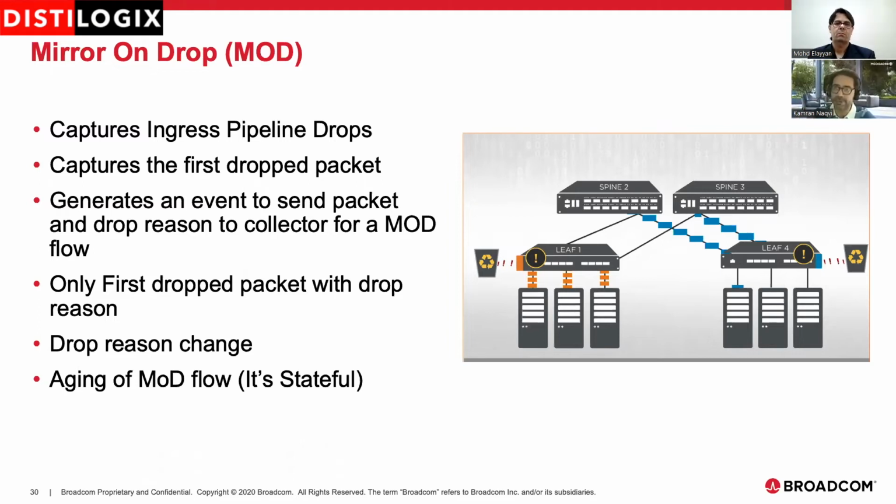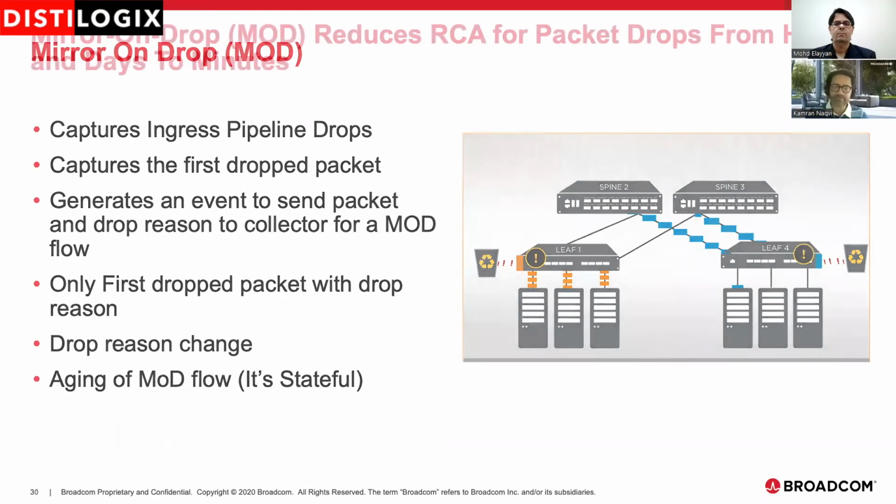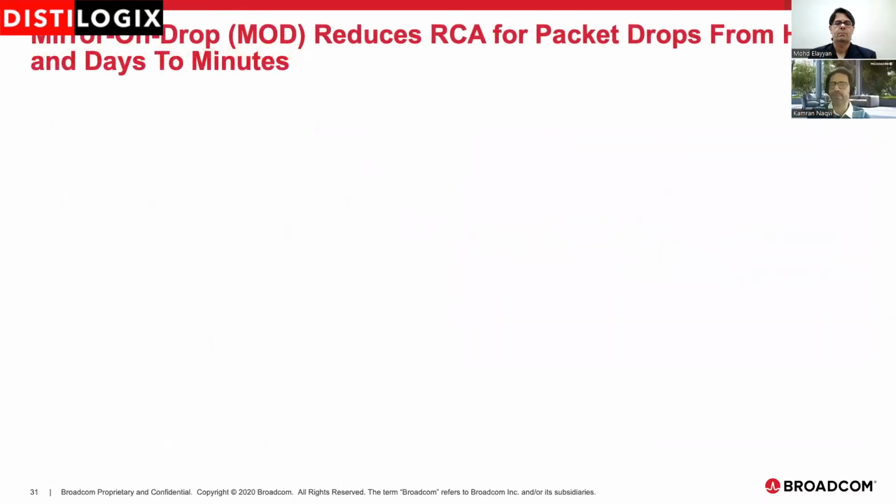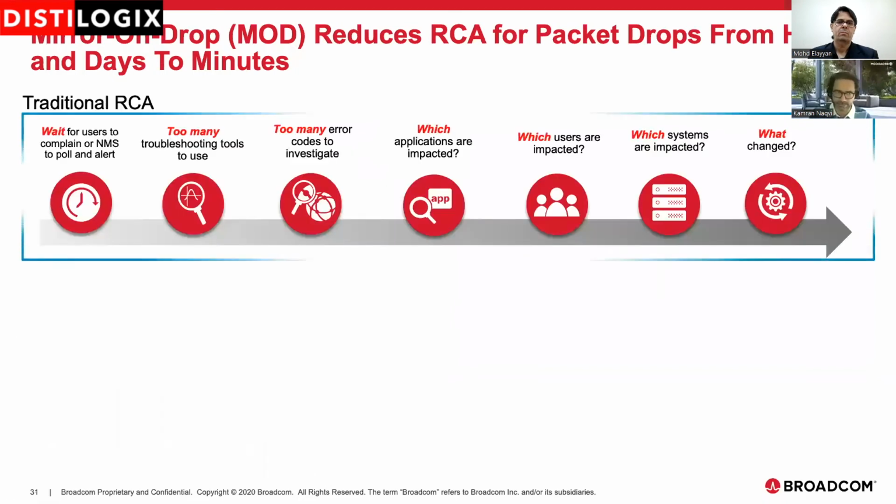With this type of feature, you become proactive. With this type of feature, even before the first customer starts to complain, you know this was an important application. When the first packet dropped, you got an alert on that particular switch in your network. This traffic is being dropped because of this reason. And now you can very quickly go and fix it because you know the root cause very quickly, right? That is why you see that mirror on drop can reduce your root cause analysis dramatically, from hours to days, and it can reduce it to minutes.